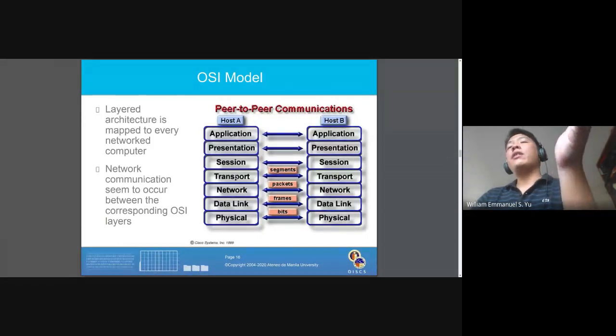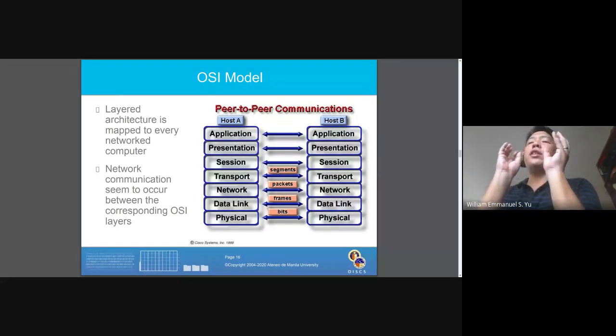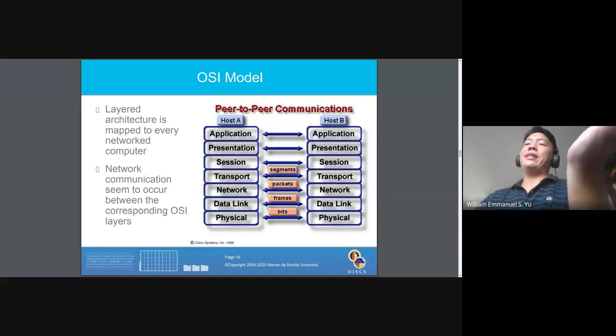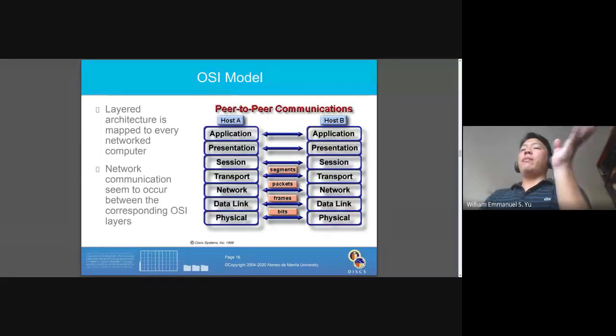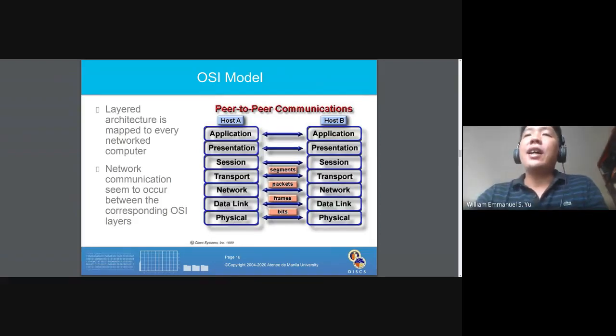Then the transport layer sends each segment down to the network layer. The network layer breaks the segment further into smaller pieces, what we call packets. So technically speaking, the word packet should refer to network layer packets, not to transport layer segments, or to data link layer frames. After that, the network layer sends the packets down to the data link layer. The data link layer breaks it down further into what are called frames, right? Then the frames are sent down to the physical layer.